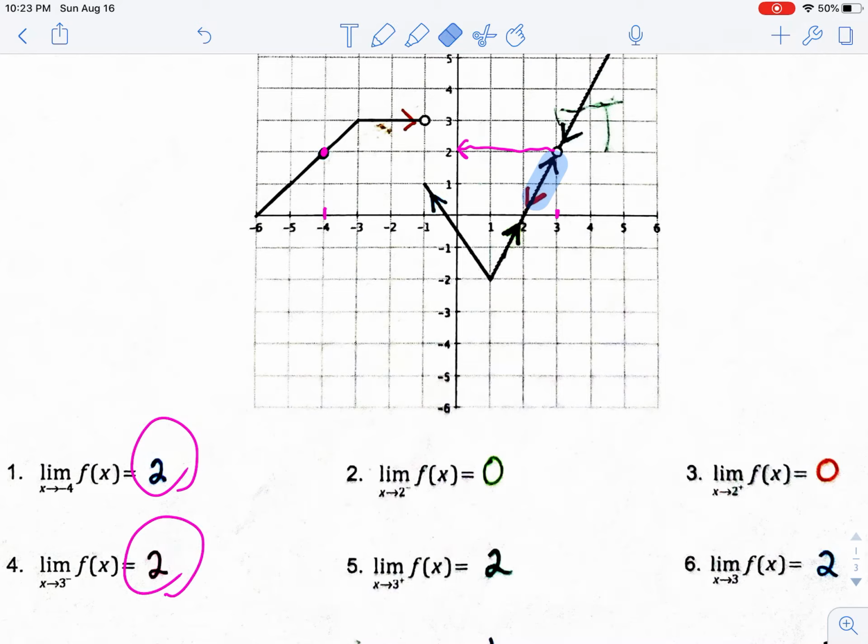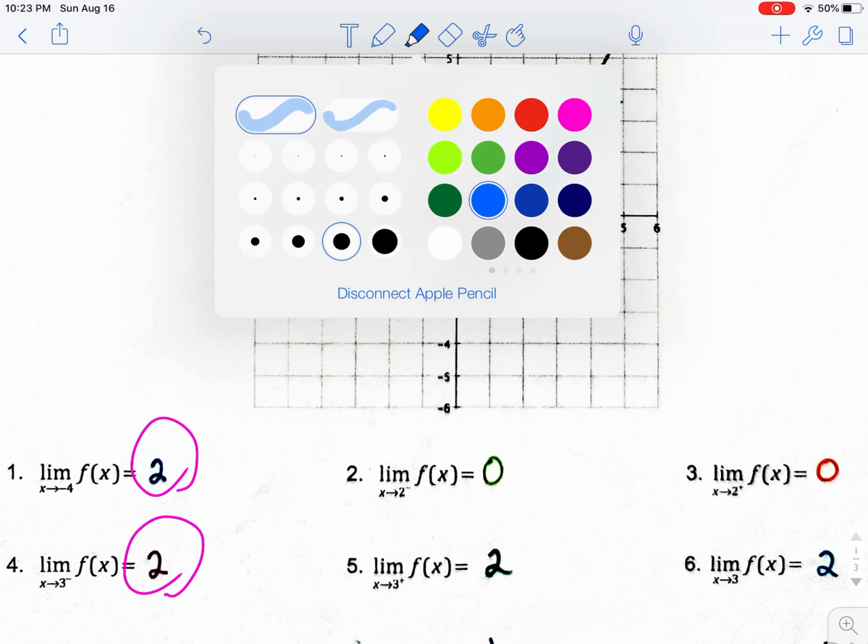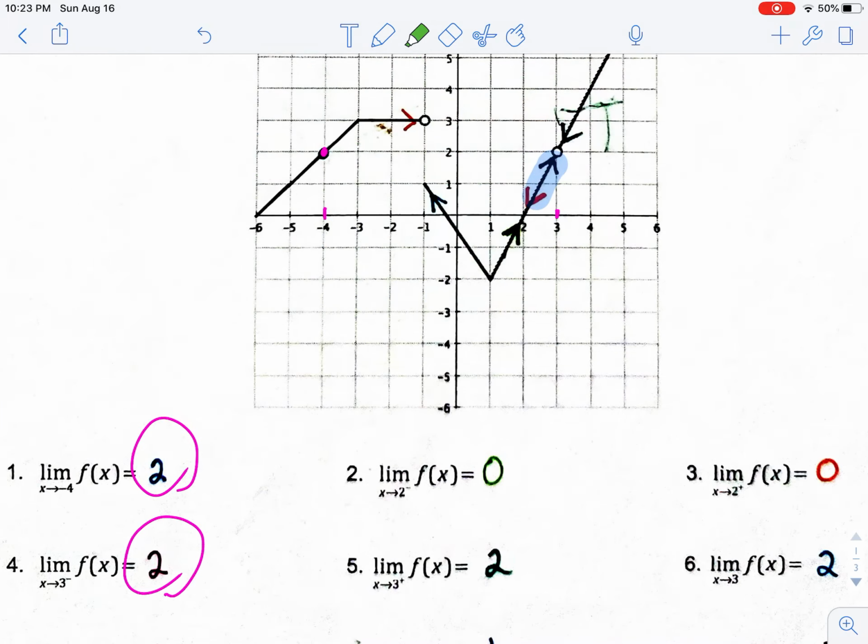So if we look at the next part, it says to find the limit as x approaches 3 from the right-hand side. So we're going to take 3 from the right-hand side. That means we're going to be on this side of 3, and we're going to move towards 3 itself. And again, we come to the same hole, the same y value of 2. So we report down below that our y value, or our limit, is 2.